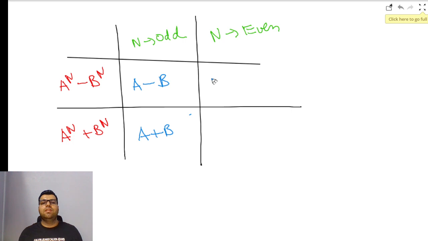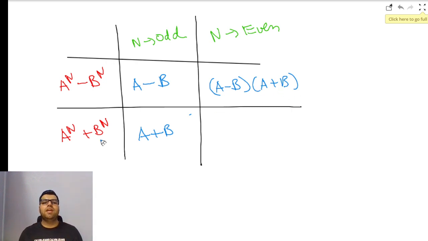When n is even, this becomes a square minus b square type, a raised to power 4 minus b raised to power 4 type. In that case, it is divisible by both a minus b and a plus b. So when n is even, a raised to power n minus b raised to power n is divisible by both a minus b and a plus b, or you can say divisible by a square minus b square.